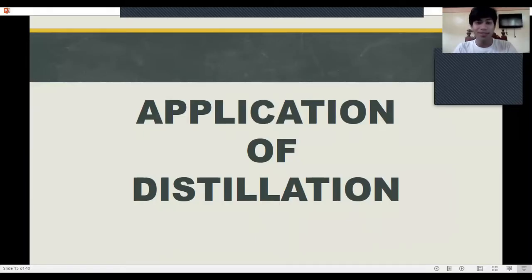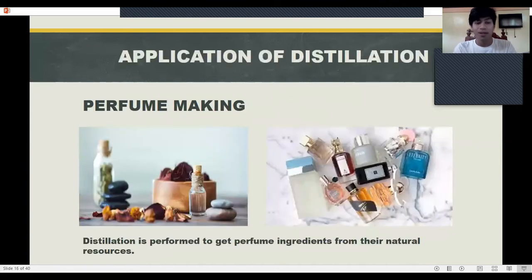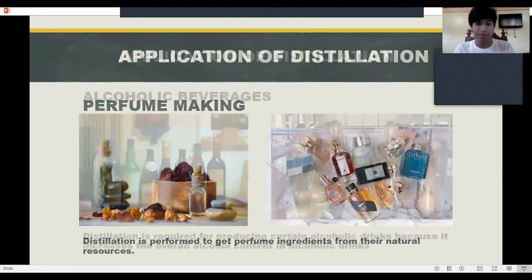Hello, my name is JERILLY and I will discuss sample application of distillation. One known application of distillation is the perfume making. Distillation is done to get perfume ingredients from their natural resources. And it can be done in three ways, which are mainly dry distillation, steam distillation, and hydrodiffusion.